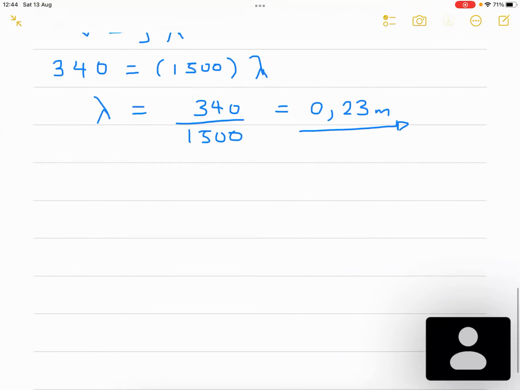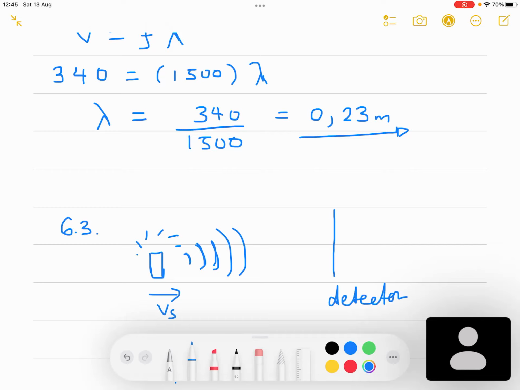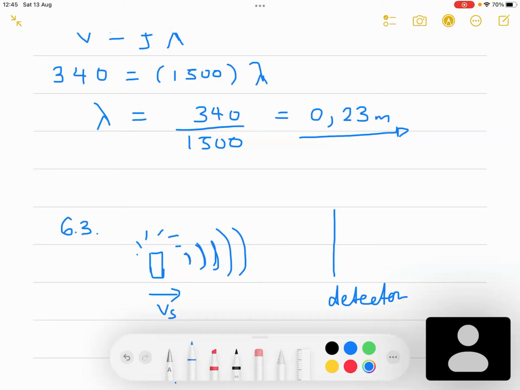So for 6.3, you've got your source here. Here is your source and the sound's going out of there. And then here is a detector. The sound waves are going out like that, and this source is moving that way. And this is your detector. When the waves come here, your detector is recording 5,100 hertz.